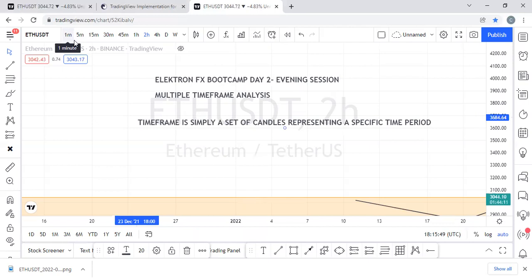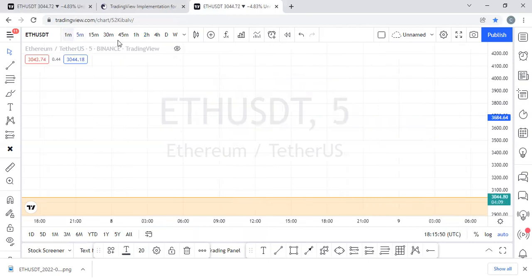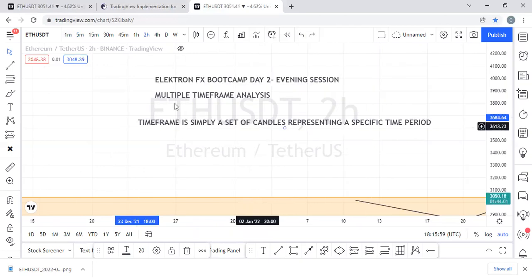So let me go to the 1 minute time frame. Let me undo that. Okay, let's start with 2 hours. Look at this here. This means that each candle you see here represents 2 hours. So let's go to 1 minute and see.